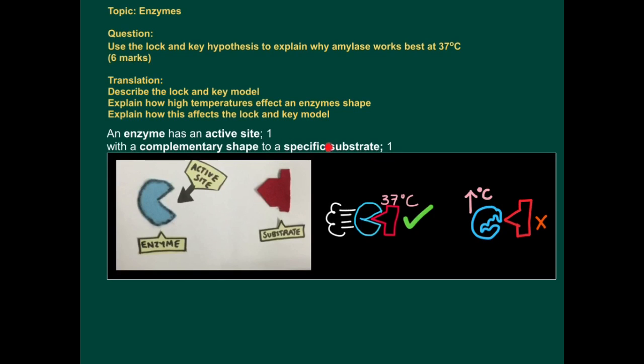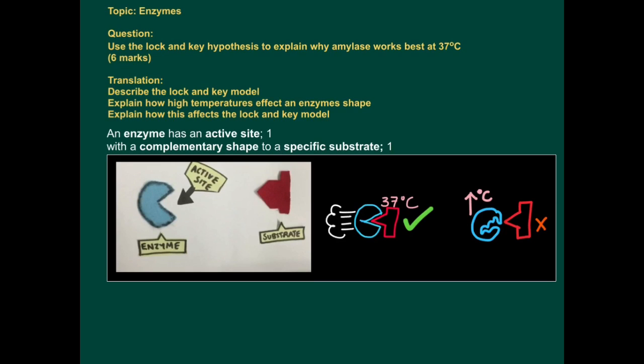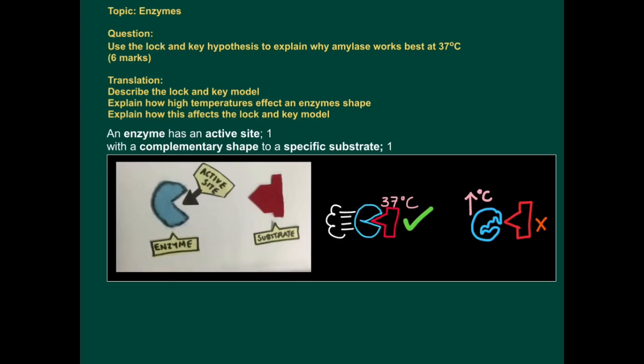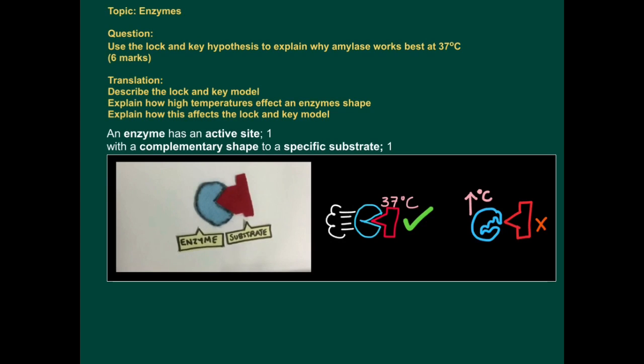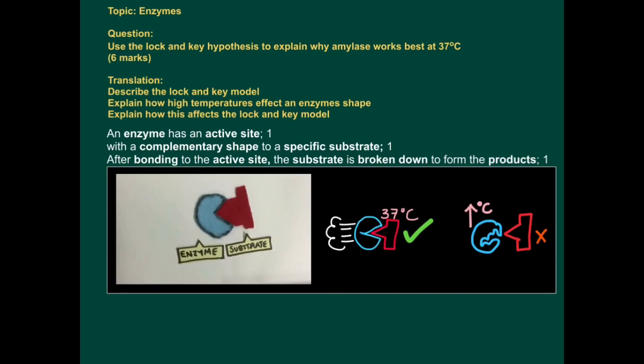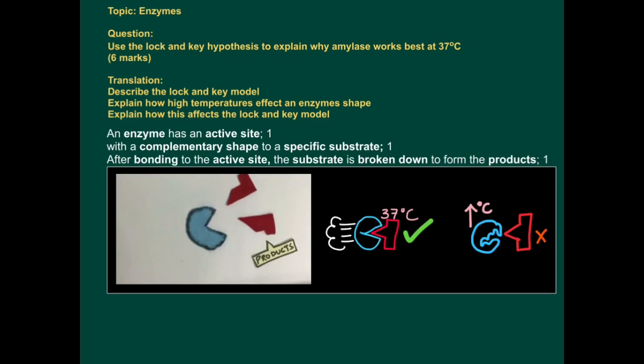And it's important to say specific because enzymes have a relationship with a specific substrate. You can't just assume that any enzyme can help break down any substrate. So you can see that complementary shape in action as the substrate and enzyme move near each other and bond together. The final part of describing the lock and key model or hypothesis is saying after bonding to the active site, the substrate is broken down to form products. So that's what you can see happening here. You can see the substrate breaks down, forms products, and is released from the active site.